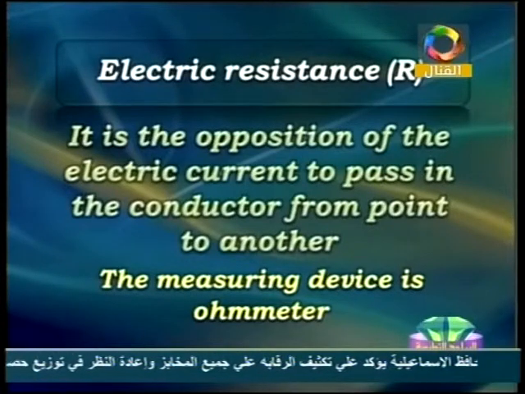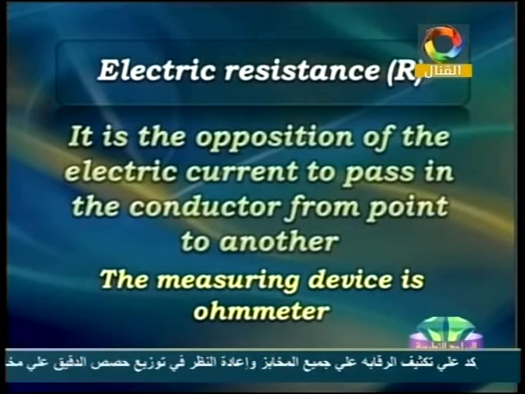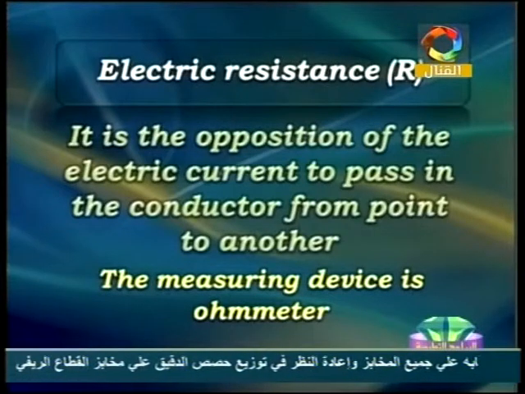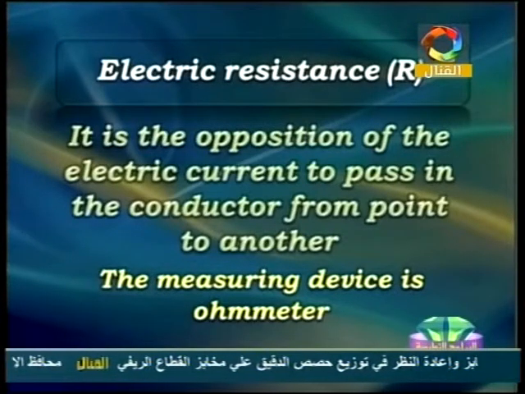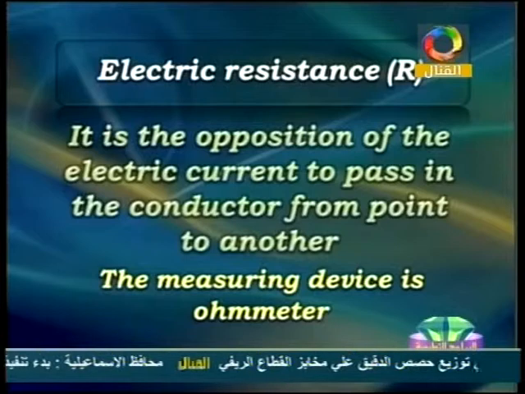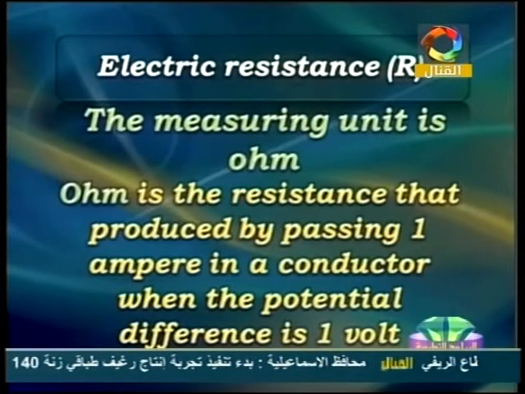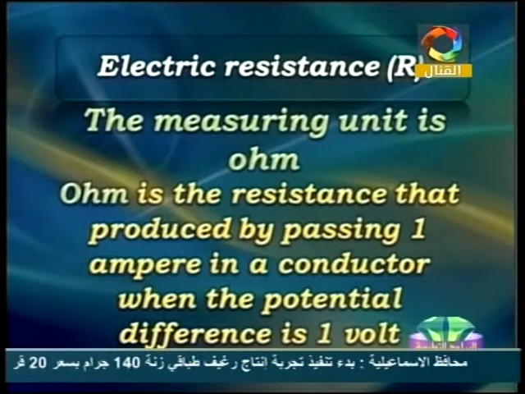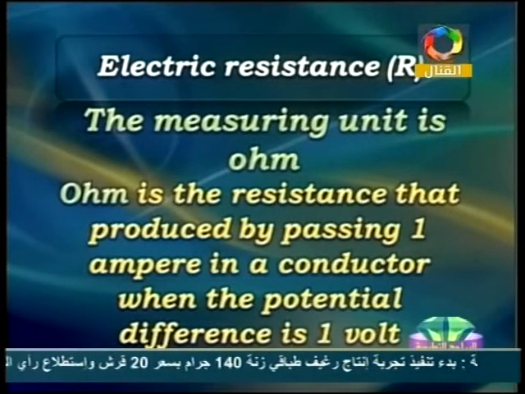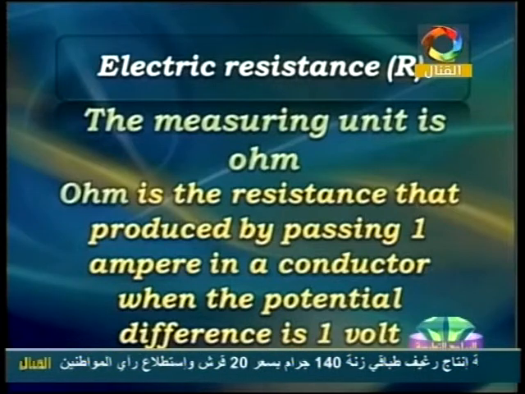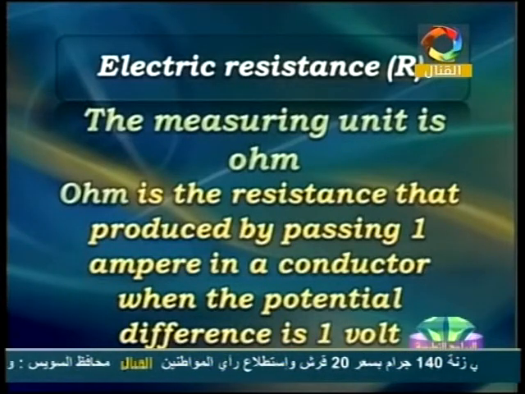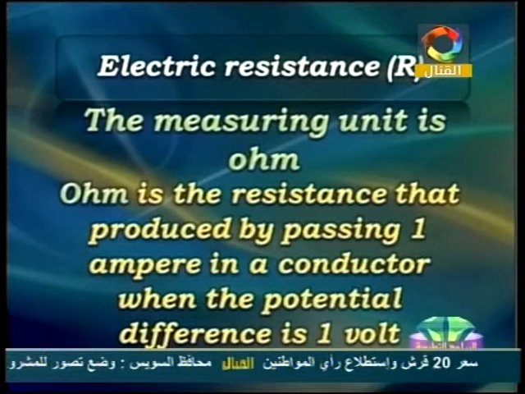The measuring device is the ohmmeter. What is meant by an ohmmeter? It is the measuring device of the electric resistance. After that, the measuring unit is the ohm. What is meant by ohm? Ohm is the name of the scientist who discovered the electric resistance by an experiment.